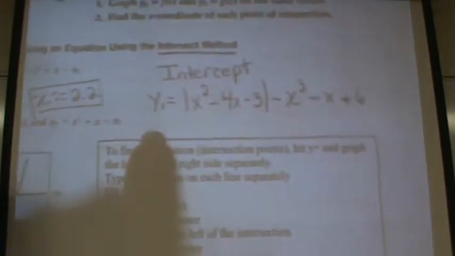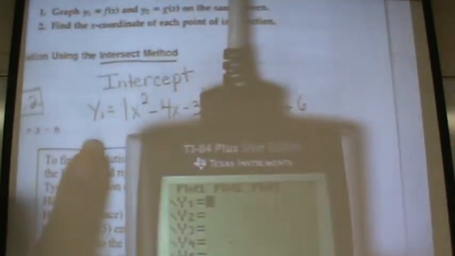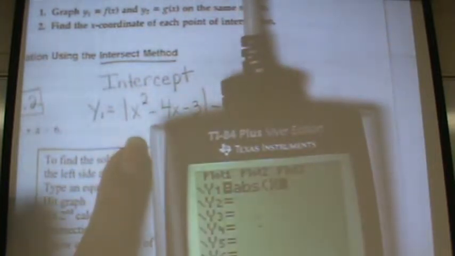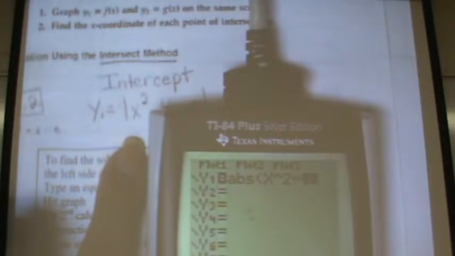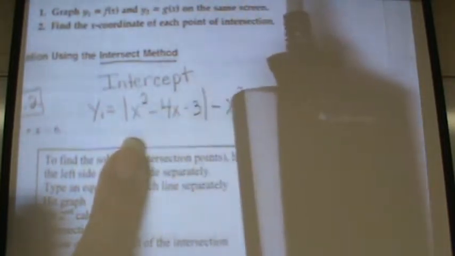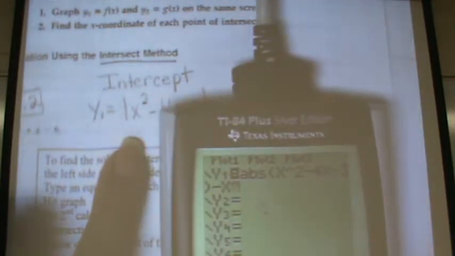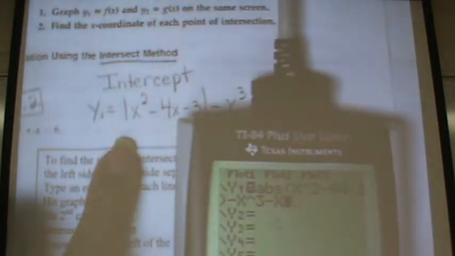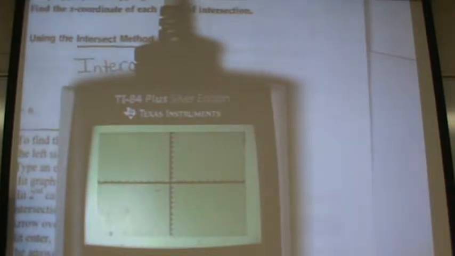So on your calculator, everyone should type in absolute value: math, num, abs, and then we have x squared minus 4x minus 3, parenthesis, minus x cubed, minus x, and then plus 6. And I want you to hit graph. Now what you're going to see here is the graph of the whole thing set equal to 0.